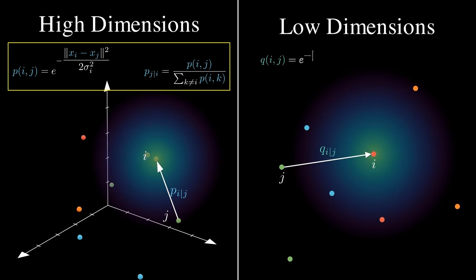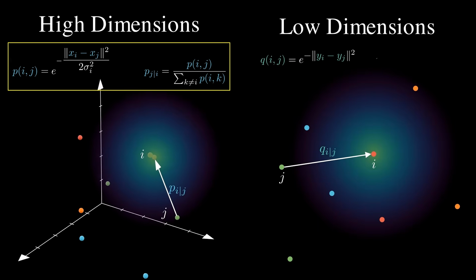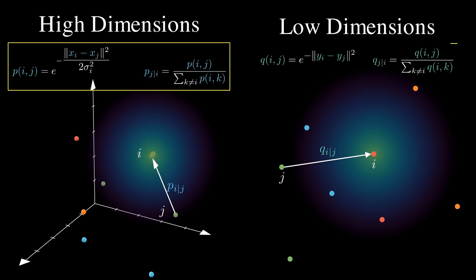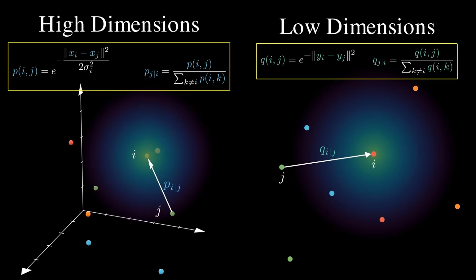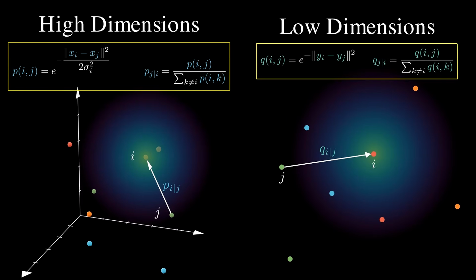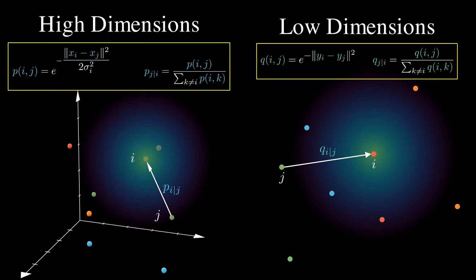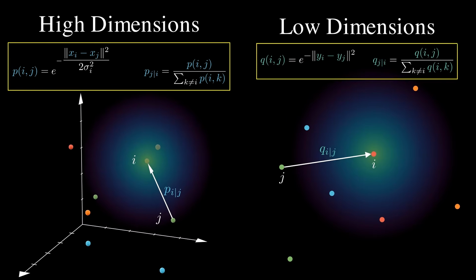Then, we can calculate a similar measure of similarity q in the low-dimensional space, which we can compare with the original. The difference is that the variance of the low-dimensional Gaussians are all equal, which will simply give us a balanced output. The loss function that we're going to measure and optimize is called the Kullback-Leibler divergence.